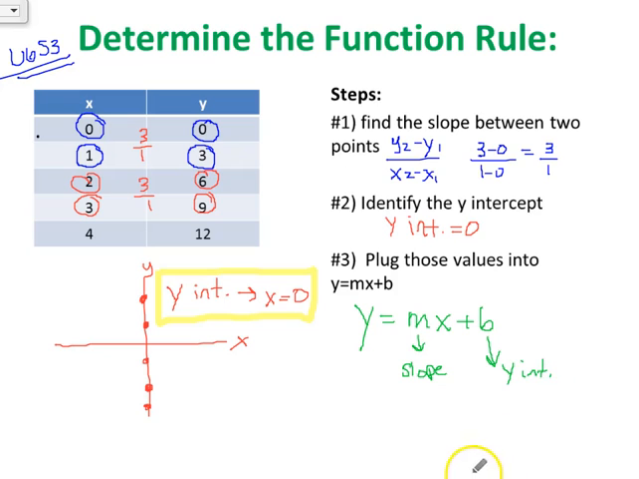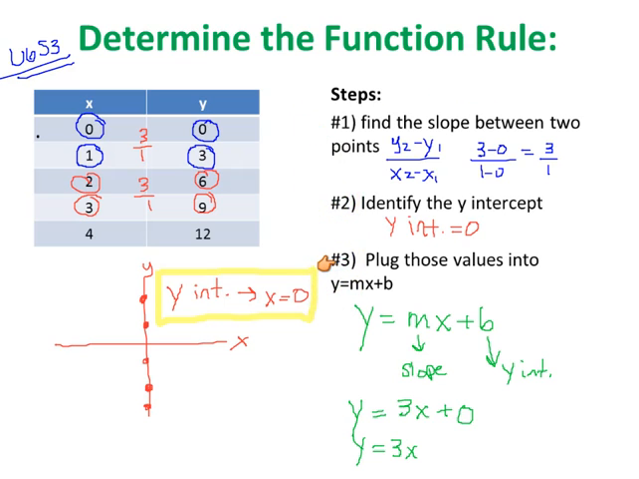Well, now we have both of those, so we can plug those in. We know the slope is 3, so we can say 3x. And then we're going to substitute in our y-intercept, which is 0. So really, our equation would be y equals 3x, because we don't really need to put that plus 0. So those are our steps to go from a table to a function rule: find the slope between 2 points, then identify the y-intercept, and then plug those values into y equals mx plus b. So these are 3 steps.